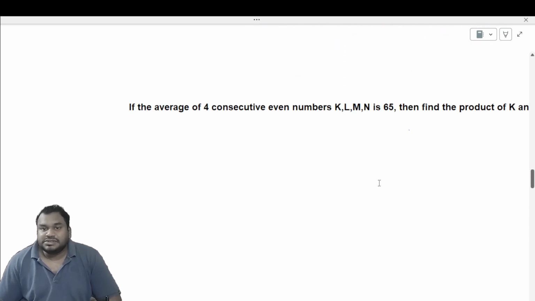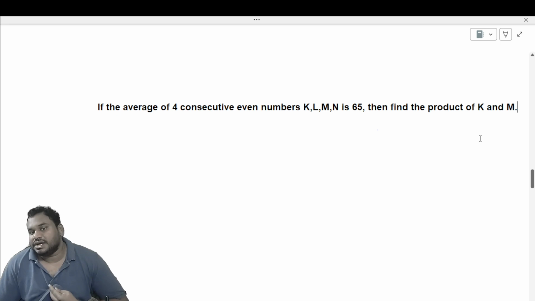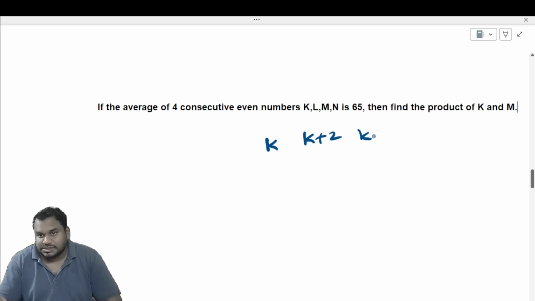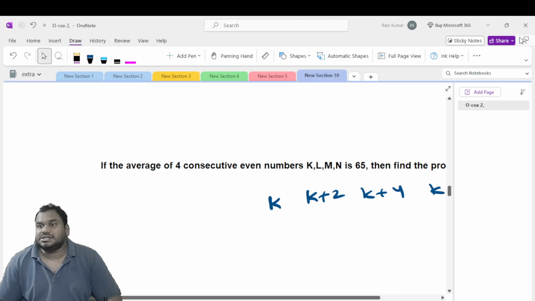Next, if the average of 4 consecutive even numbers k, l, m, n is 65, then find the product of k and m. Okay, average of four consecutive even numbers. So they are four consecutive even numbers. Consecutive even numbers means if k is the first term, then it will be k plus 2, k plus 4, k plus 6, like that. But what he is asking, the average of four consecutive even numbers is 65.